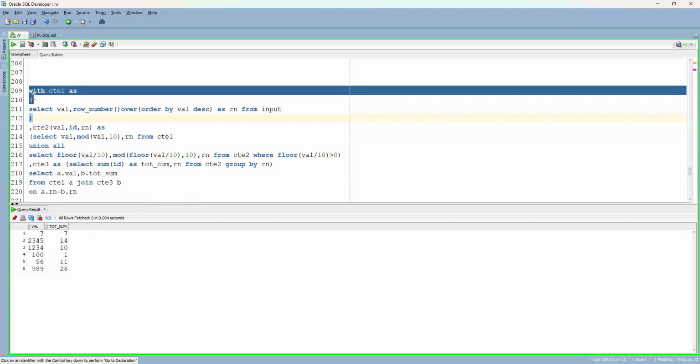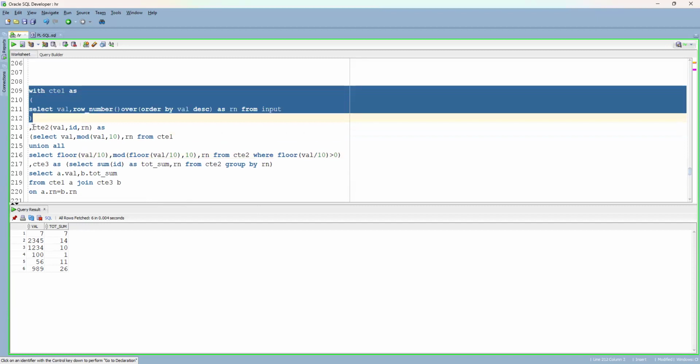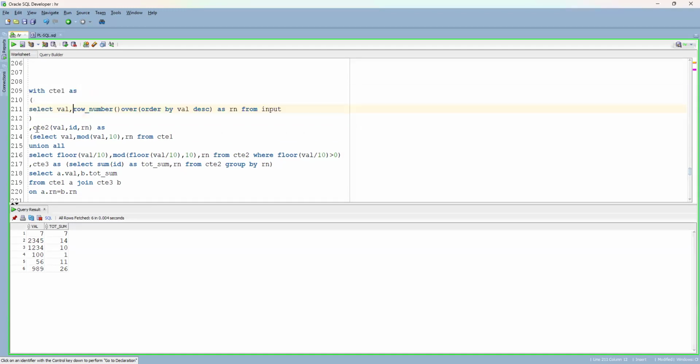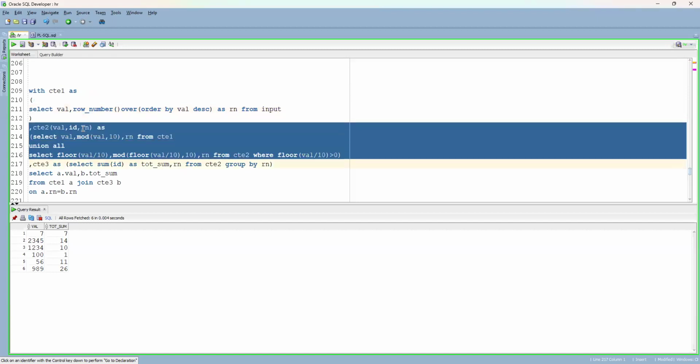First of all, what is this part from line number 209 till 212? Normal CTE. Within this normal CTE, I have used a window function. Now from 213 till here, what is this? Recursive CTE. Recursive CTE is what I want to explain today, but we don't have sufficient time.